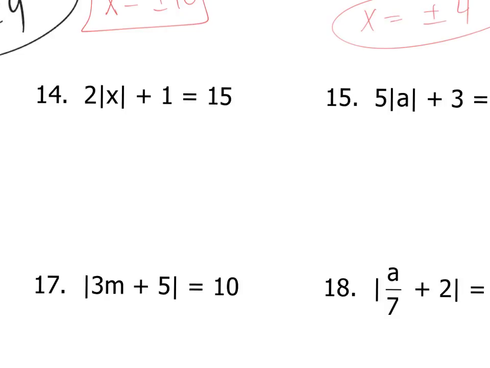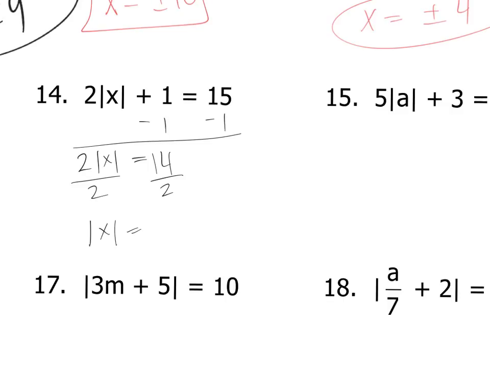Number 14 is the same situation. Let's start by subtracting the 1. And then I have 2 times the absolute value of x equals 14. So divide that 2 away, and we have the absolute value of x equals 7. So that means that x could either be positive 7 or negative 7.